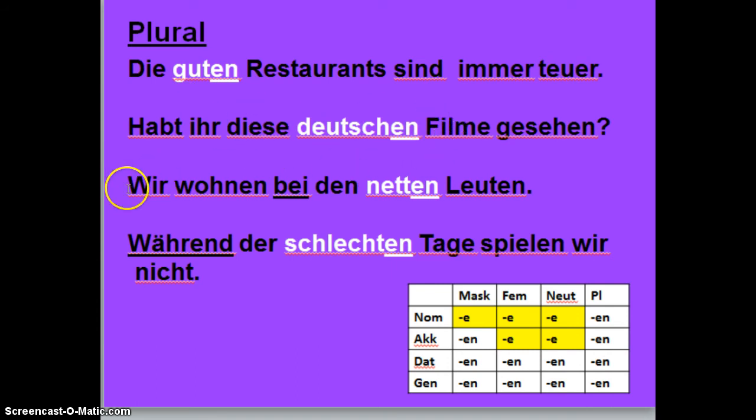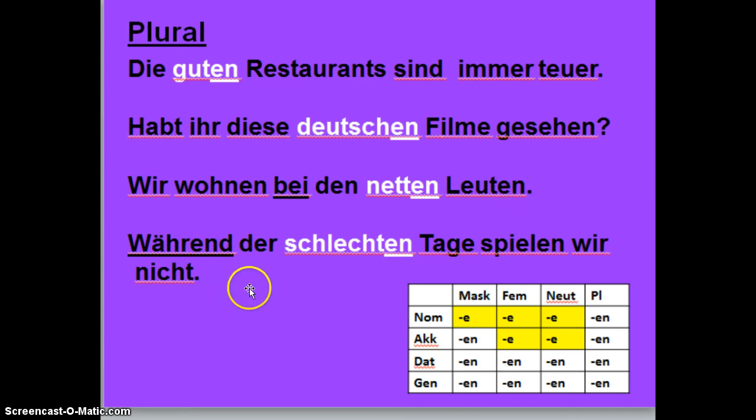In this example, the third one, the plural word is dative. Wir wohnen bei den Leuten. We live with the people. Which people? The nice people. Die netten. Okay? So in dative, that becomes bei den netten Leuten. It's like saying den plus en on Leute.